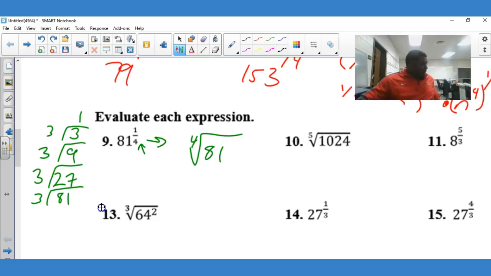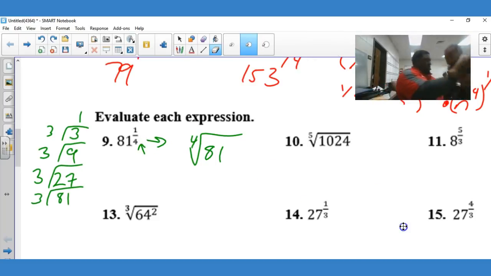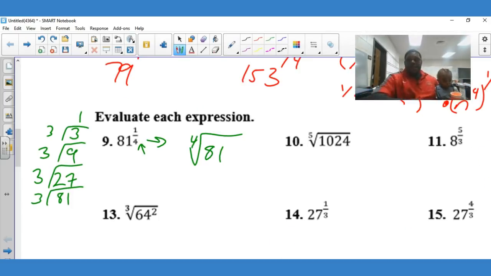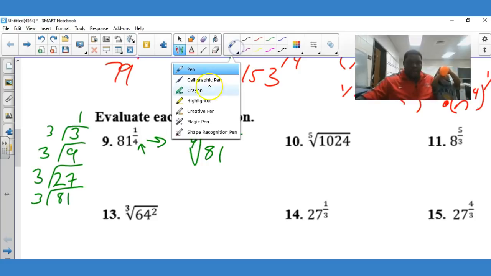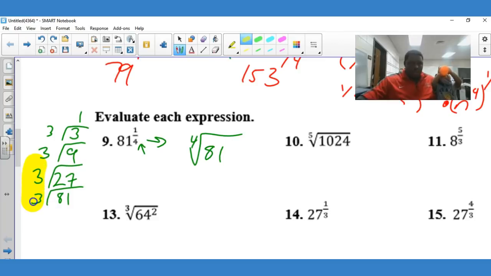So now you have to ask yourself, see how the index right here is 4? Well, I need 4 3s, because the index is 4. So here are my 4 3s: 1, 2, 3, 4. After I highlight these, what's left? Just 1. So I got my 4 3s, so the answer is 3. There's no radical left over, so the answer is 3.